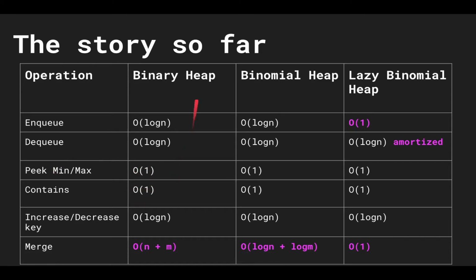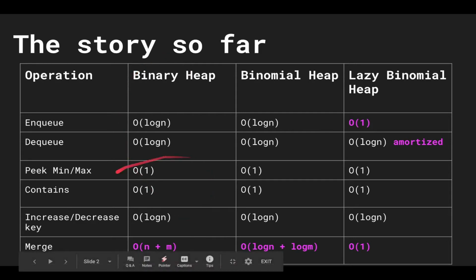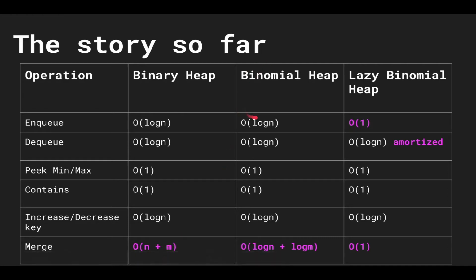And the main problem we had with binary heaps was that if you wanted to do any merging, it was O of n plus m. So it's basically linear in the size of the two heaps, where n is the size of the first heap and m is the size of the second heap. So we wanted to improve that, and we did that with the binomial heap.